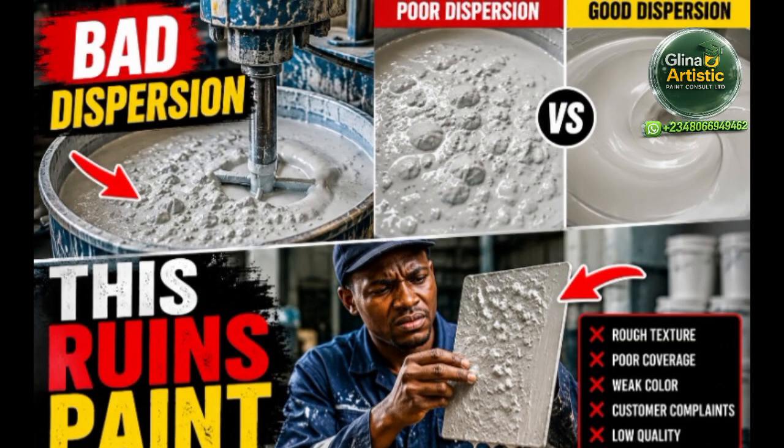If your paint is coming out rough, weak, or not covering properly, then your mixing process is already failing. And this is where many manufacturers start losing customers without realizing it. Most beginners think once chemicals are inside the bucket, the paint is ready. But professional factories don't think like that. In the next few minutes, I will show you how paint is professionally mixed using a proper dispersion system.